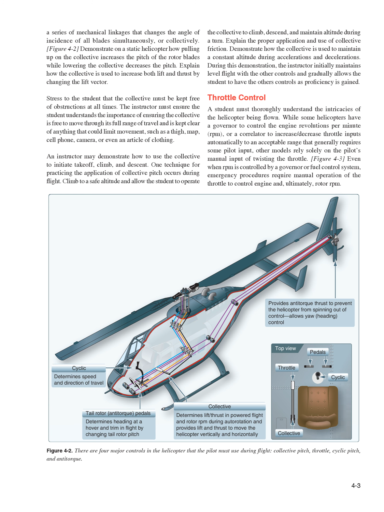Throttle control. A student must thoroughly understand the intricacies of the helicopter being flown. While some helicopters have a governor to control the engine revolutions per minute, RPM, or a correlator to increase or decrease throttle inputs automatically to an acceptable range that generally requires some pilot input, other models rely solely on the pilot's manual input of twisting the throttle. Figure 4.3. Even when RPM is controlled by a governor or fuel control system, emergency procedures require manual operation of the throttle to control engine and, ultimately, rotor RPM.